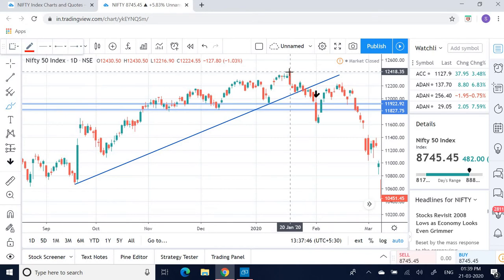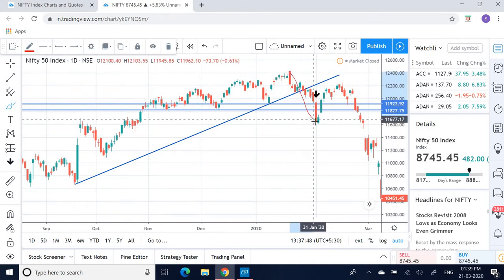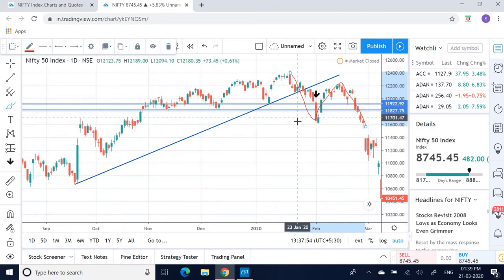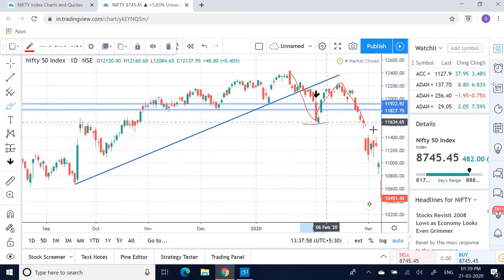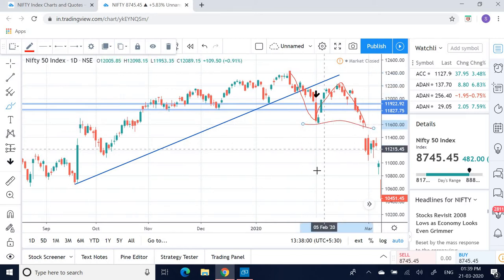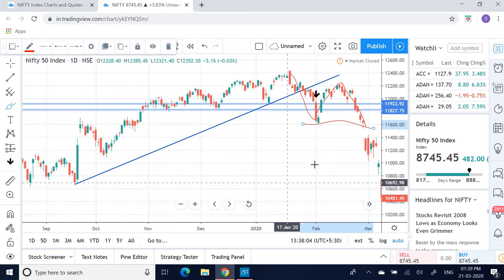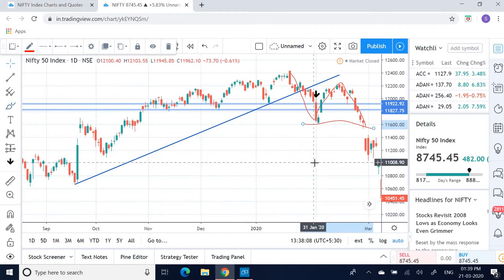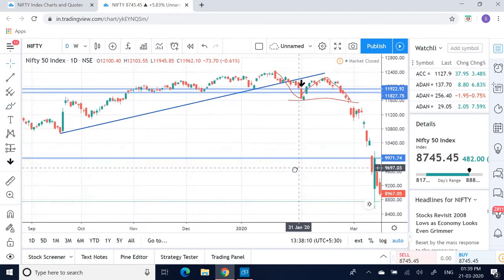Here you could see that we made a high, we went for a low, we made a high, and here we are breaking this low. Here it was clear that the market was up for a sell-off. The trend has changed. And what happened after this is what we all know.